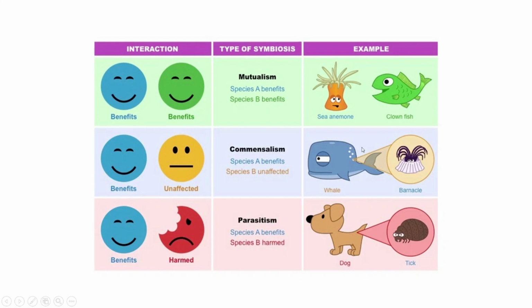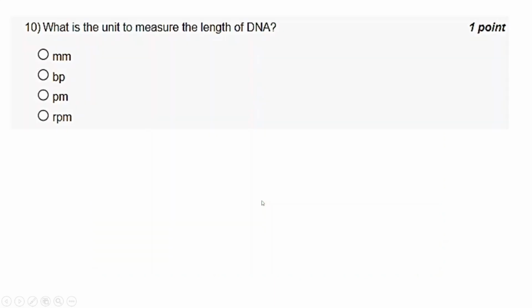Barnacles stay on the body of whales, and I don't think the whales get any kind of benefit from the barnacles. I'll have to read more about it. So this is commensalism: species A benefits, species B is unaffected. And the third case is parasitism, like the tick on the dog: one species is harmed and the other species benefits. These are the three most popular types of symbiotic relationships. We'll move on to the next question.